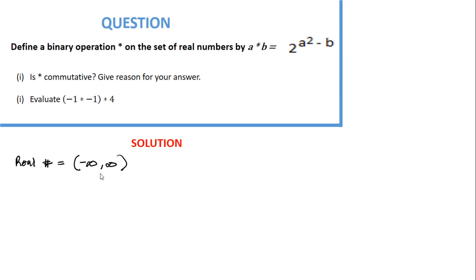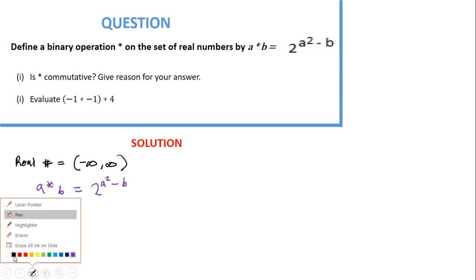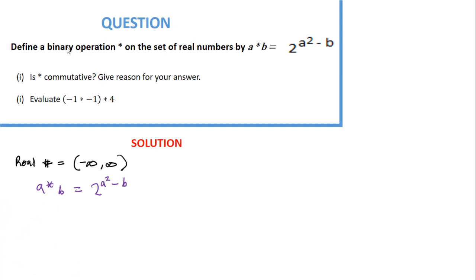So we have been given the operation a star b, which is simply equal to 2 to the power a squared minus b. Okay, so is the binary operation commutative? And give your answer. For this type of question, whereby you have not been given anything, your guide is what you have been given in that statement.